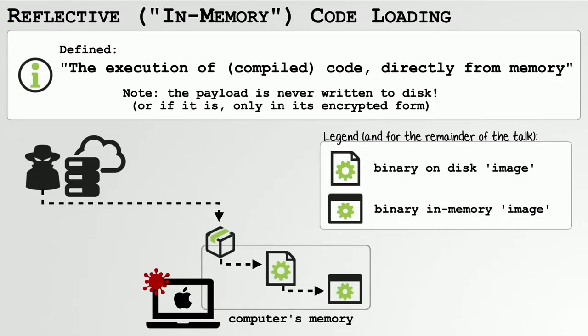I have some legends of these icons that I'll use throughout the images. The one on the top represents the binary on disk, whereas the other icon is in memory. And the idea is, as we'll see, the attacker generally is going to load something directly into memory on a remote system and then execute it directly from memory. So the payload will never touch the disk.